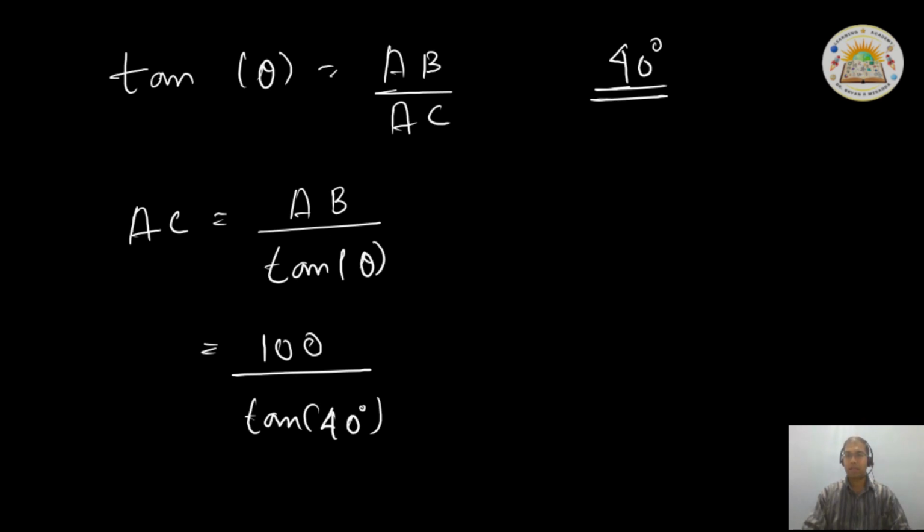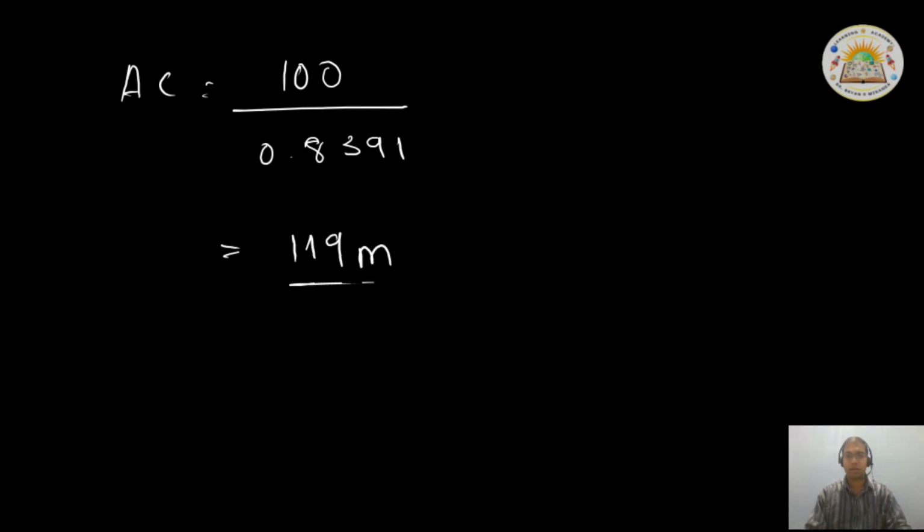So the value can be calculated using Clark's table, a scientific calculator, or a log table. Here I will give you the value of tan 40 degrees. So tan 40 degrees is equal to 0.8391. So when I substitute it here, I will get AC is equal to 100 by 0.8391, which will give me 119 meters. Now since we are measuring the length AC, it is going to be 119 meters.